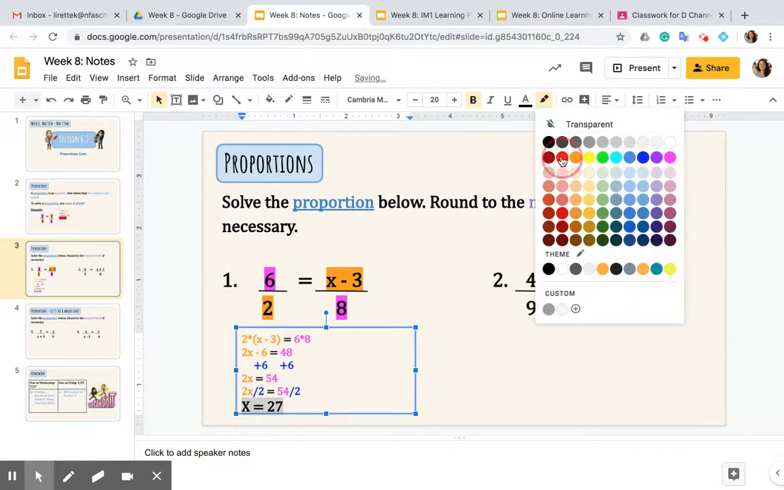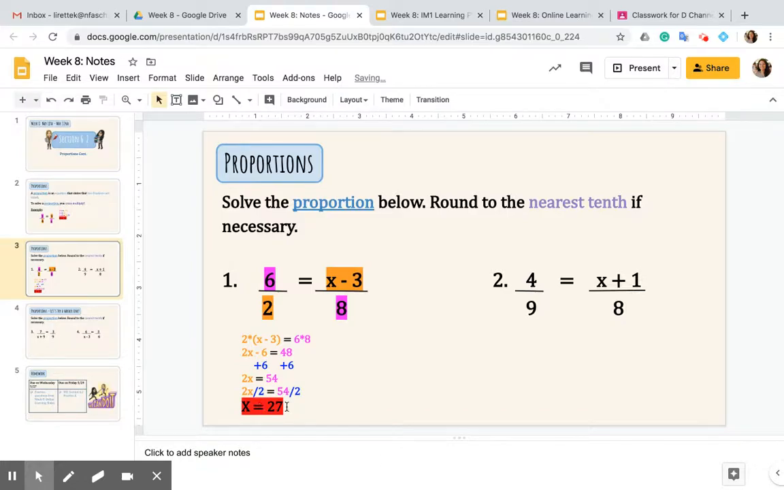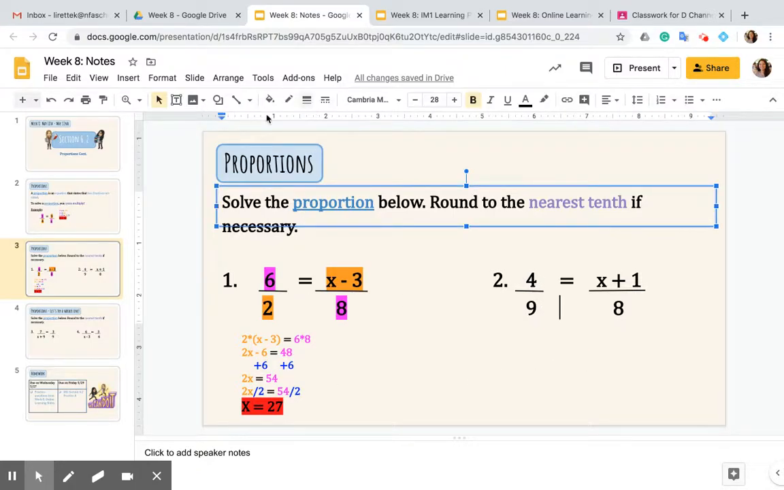Here is my answer. So to recap, the only difference with these proportions that we're doing today is that this part that has a plus or minus, you're just going to stick it in parentheses. But then everything else is math that you've seen before. We've learned the distributive property. We've learned how to solve two-step equations and getting the variable by itself. So it's just setting it up that's going to be a little different. That's the only new part.